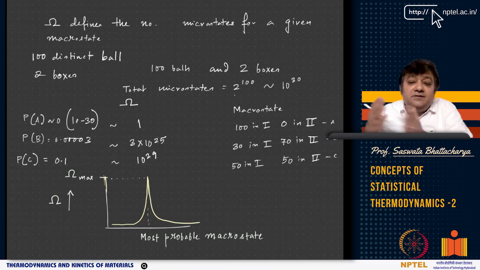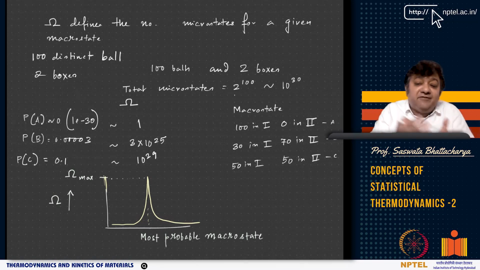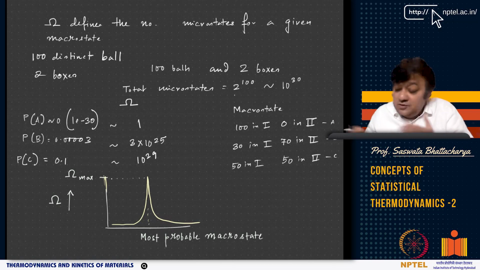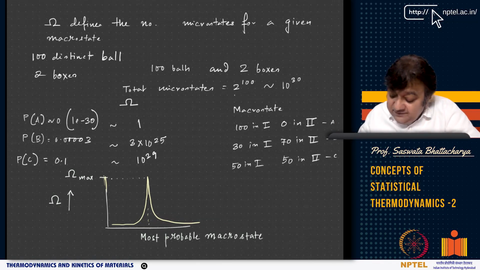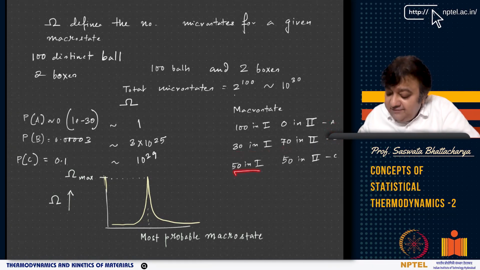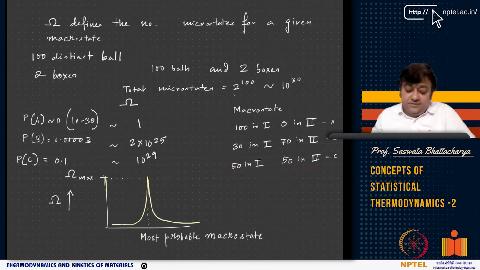100 in 1, 0 in 2; 15 in 1, 15 in 2; 13 in 1, 17 in 2, something like that. So let us consider 3 macrostates here. For example, 100 balls in 1 and 0 in 2, that is macrostate A. Then 13 in 1 and 17 in 2, that is macrostate B. 15 in 1 and 15 in 2, that is macrostate C.